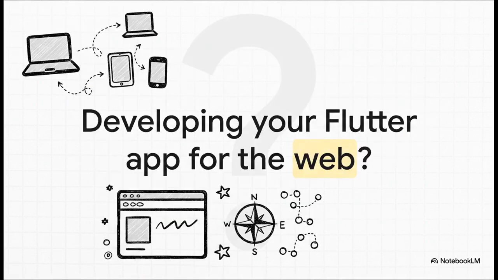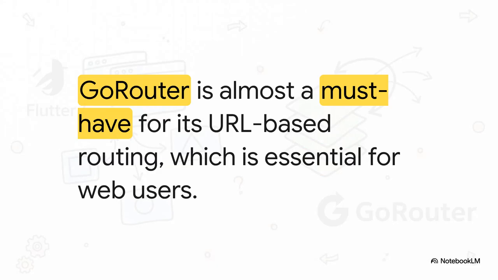And for our last question, this one's a biggie, especially if you're targeting multiple platforms, including the browser. Yeah, if you're building for the web, GoRouter is pretty much non-negotiable. And here's why. Web users expect URLs to work. They expect to be able to refresh the page or copy a link and send it to a friend and land on the exact same screen. GoRouter's URL-based system handles all of that beautifully, making it the default choice for sure.